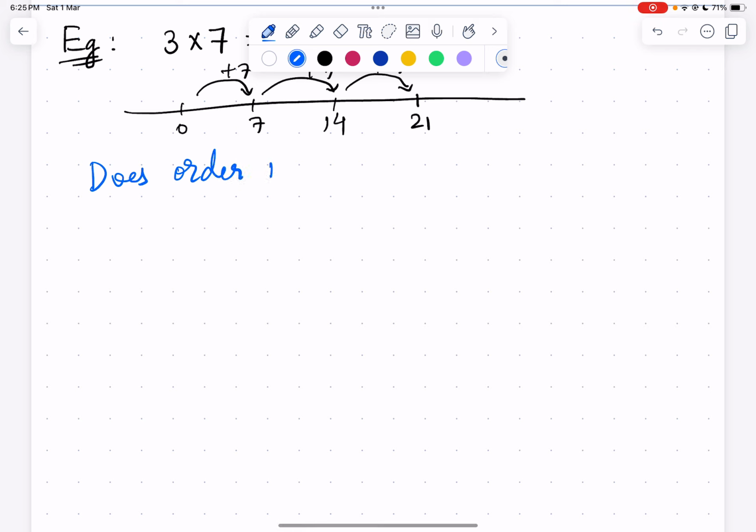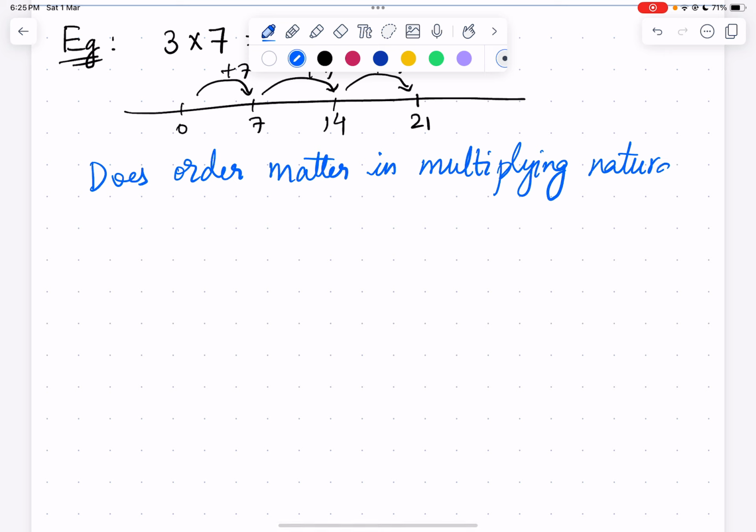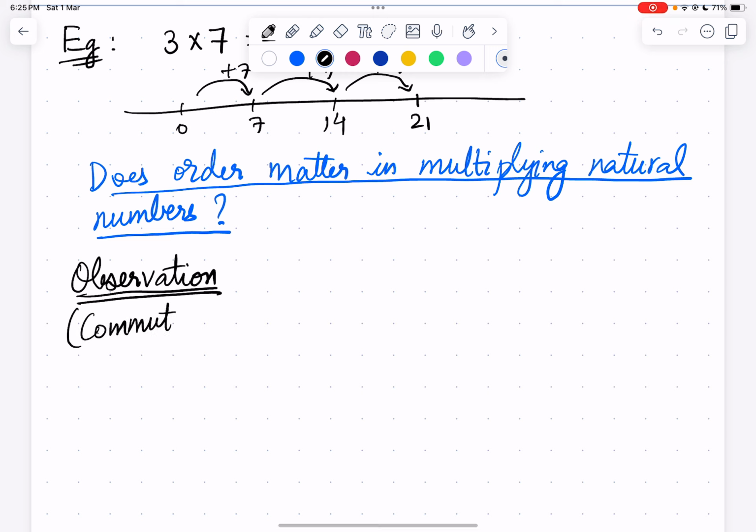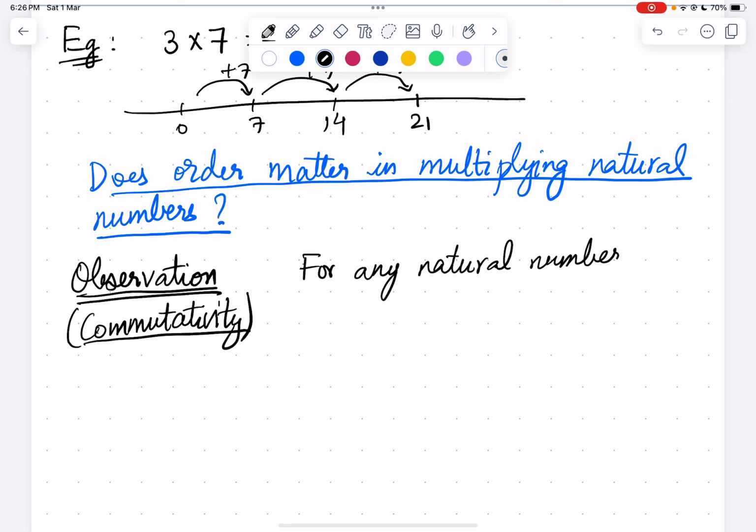We can ask, does order matter in multiplying natural numbers? So the observation is, like with addition, we have commutativity. For any natural numbers a, b, a times b is b times a.